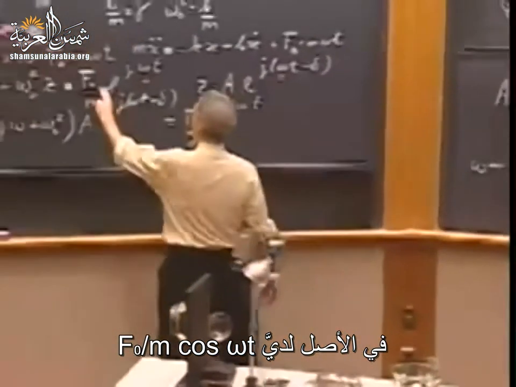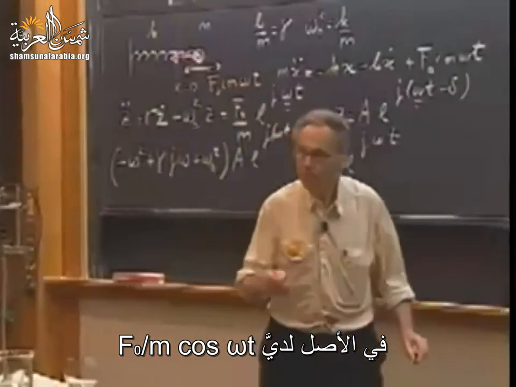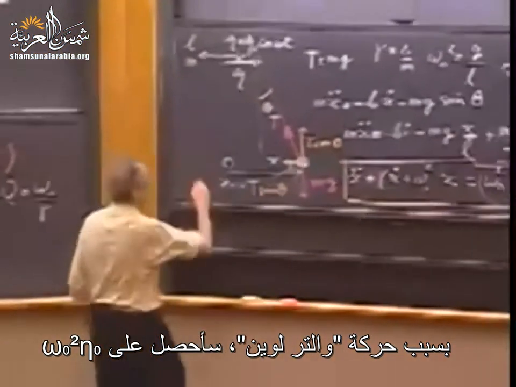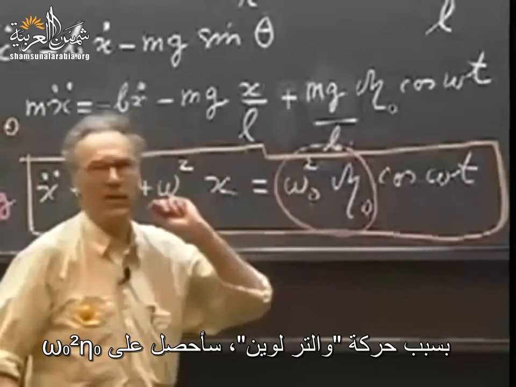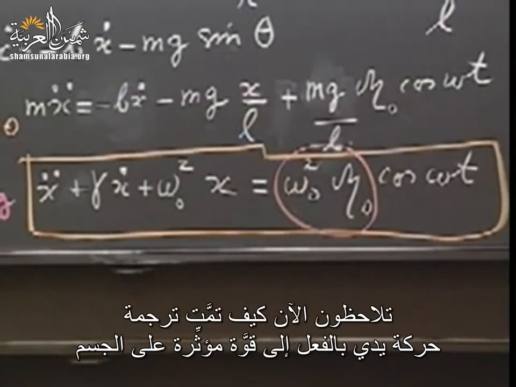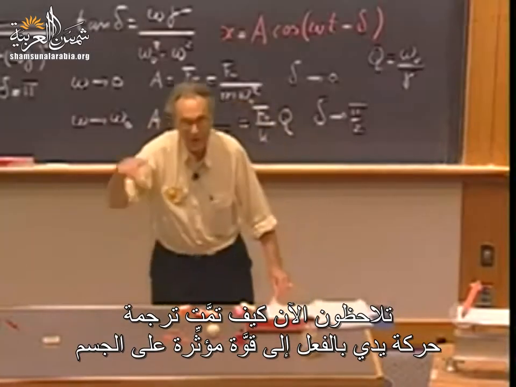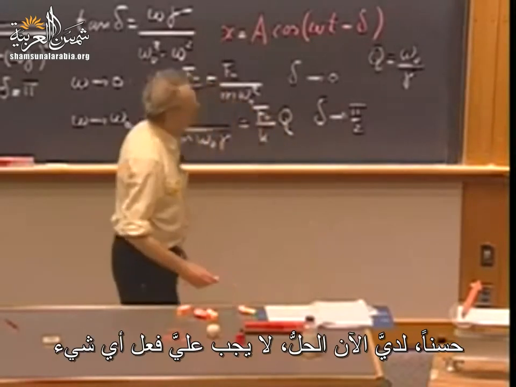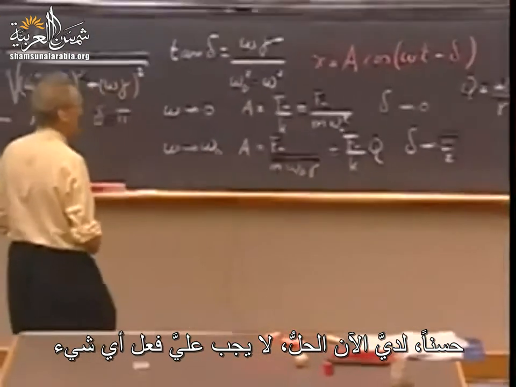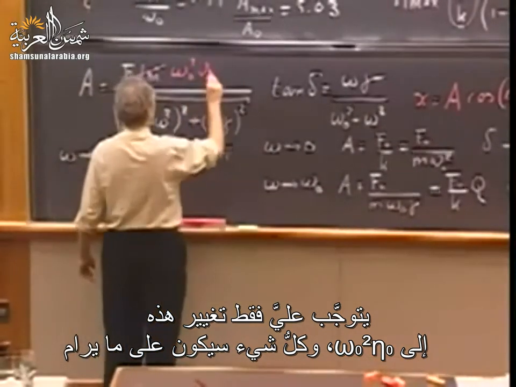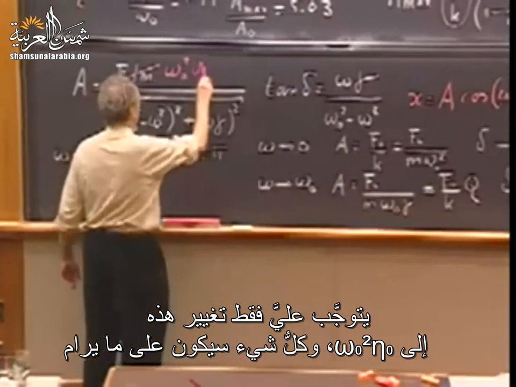Where originally I got an f0 over m times cosine omega t, now because of Walter Lewin's motion, I'm going to get an omega 0 squared times eta 0. And so you see now how this motion of my hand indeed translates into a force on the object. Well, I have the solution. I don't have to do anything. All I have to do is change this by omega 0 squared times eta 0, and I'm done.